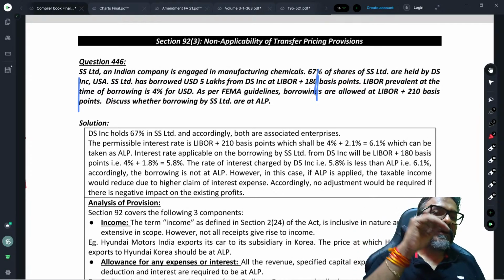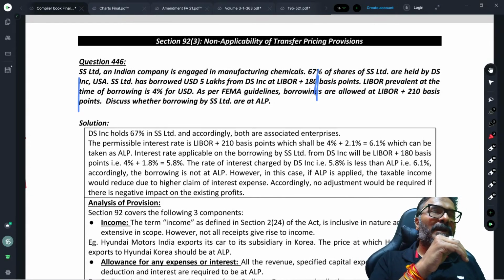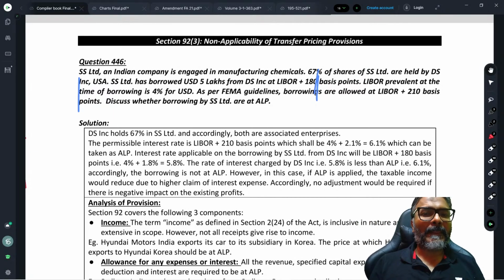So on the debit side of the profit and loss account of the Indian associated enterprise who has borrowed the money, the interest is at what? LIBOR plus 180 basis points, meaning 1.8% plus the LIBOR rate. Whereas, students, the arm's length LIBOR rate which is prevailing at the time of borrowing is 4% for the US dollar. So it implies that if I would have borrowed from outside, then it would be at 210 basis points, students.